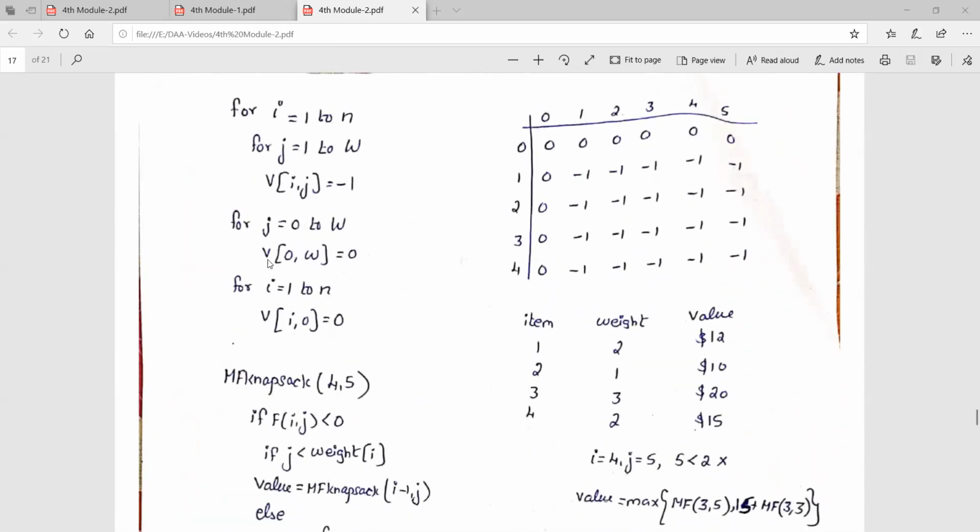Okay. So this will be the initialization part. First we initialize the value with 0 everywhere, and then we have to initialize the value -1 everywhere. Okay. So the -1 value we have to consider from 1 to n and 1 to w. The first row and first column will be written with the 0 value.